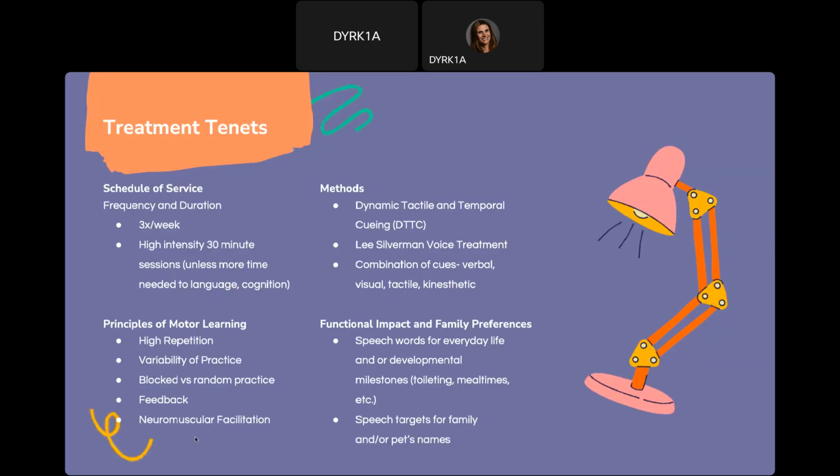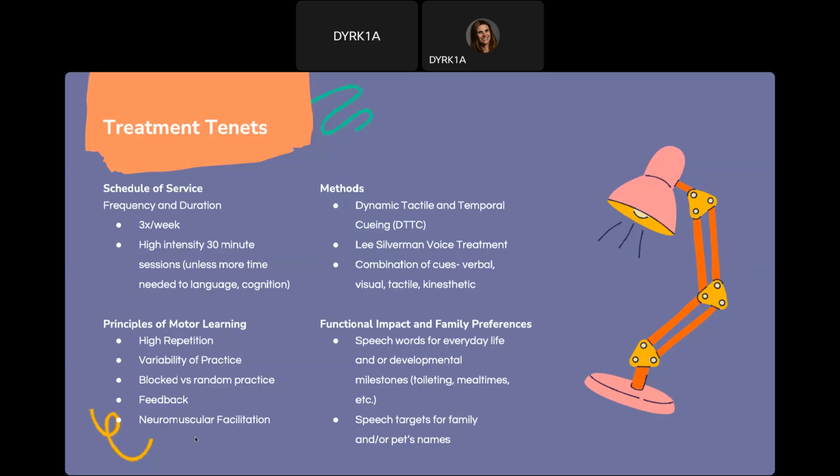Okay, and then just some tenets about looking for a provider and some treatments that are specific to apraxia of speech and childhood dysarthria. Yes, dysarthria. So typically they're high intensity, 30-minute sessions, 3 times a week. That's what the research says for these populations. However, the DYRK1A population hasn't been studied specifically, so we are using the research we know and trying to apply it to this population.